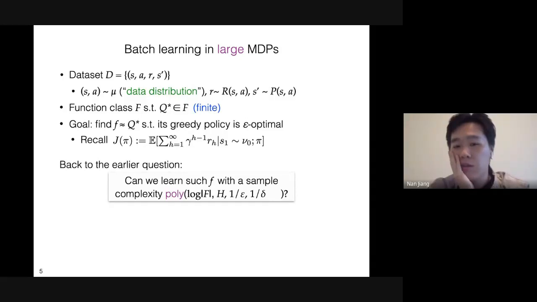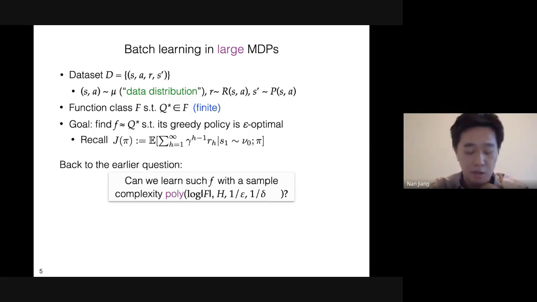Okay. So now I want to ask the earlier question again. That is, can we learn an F that induces a near optimal policy with a sample complexity that's polynomial in the logarithmic size of the function class, horizon of the problem, and the usual epsilon delta, the usual PAC parameters?